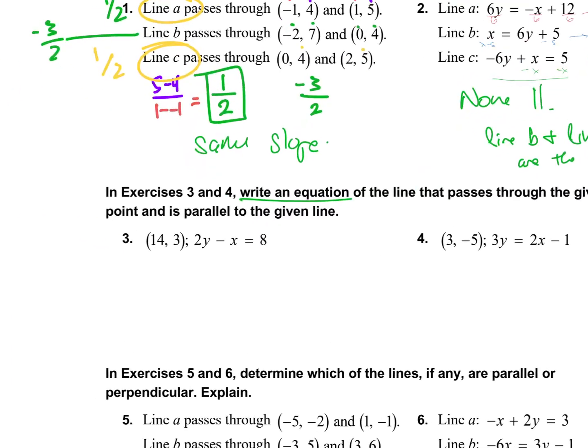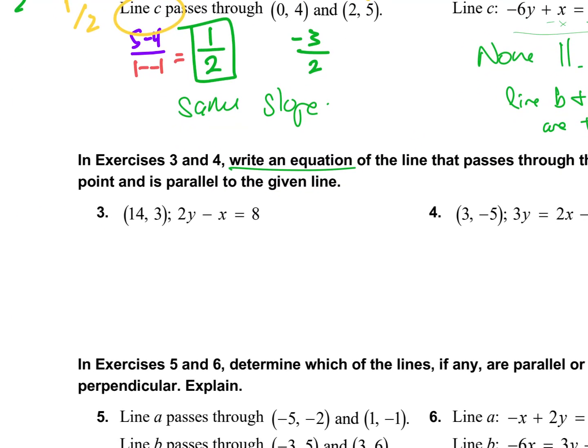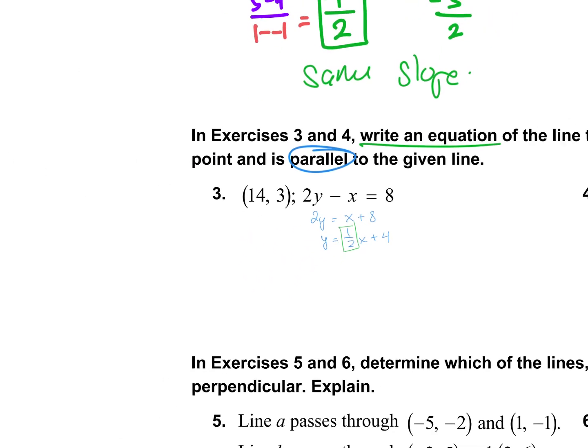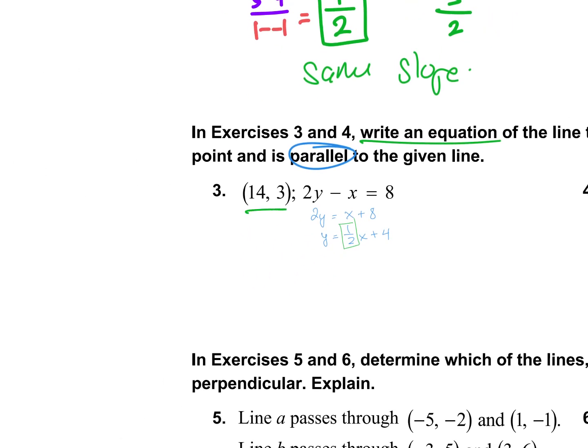But anyway, if I'm going to write an equation of a line that's parallel, then I need to find the slope of this line. And how I'm going to do that is get y by itself. So 2y equals x plus 8, divide by 2 to get 1/2 x plus 4. So here's my slope that I'm going to be working with, and that's my point I'm going to be working with.